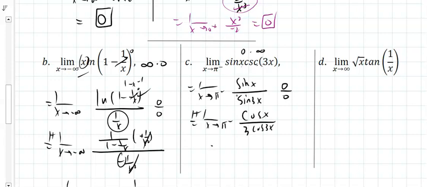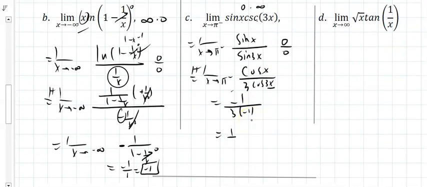When you put pi in there, you get cosine of pi, which is -1, over 3. Cosine of 3 pi is -1, and we get simply 1/3.